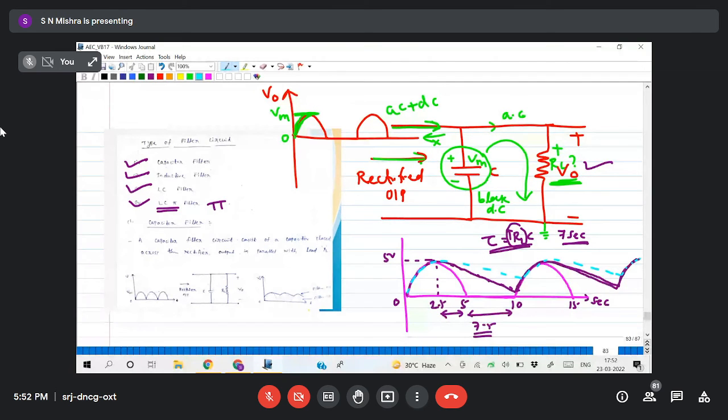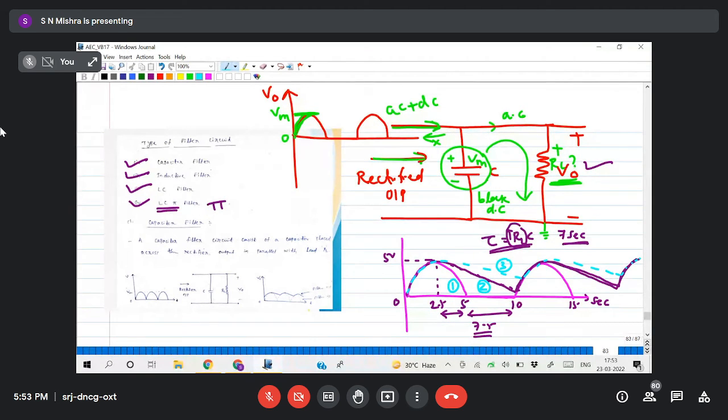Now compared to this pink line, let us take this is 1, this is 2, this is 3, where is the ripple reduced? In 3, I think so, sir. In 3, yes, correct. So this is the filtering action of the capacitor.